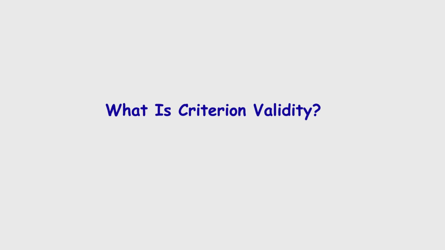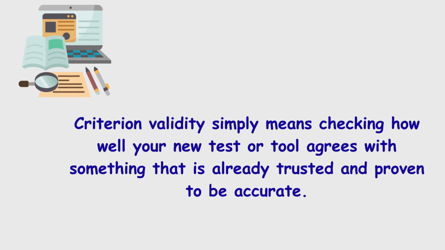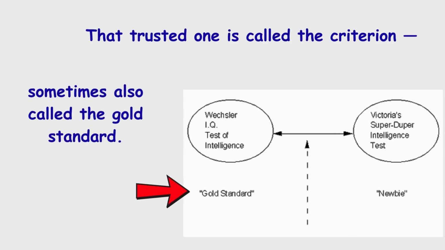What is Criterion Validity? Criterion Validity simply means checking how well your new test or tool agrees with something that is already trusted and proven to be accurate. That trusted one is called the criterion, sometimes also called the gold standard.